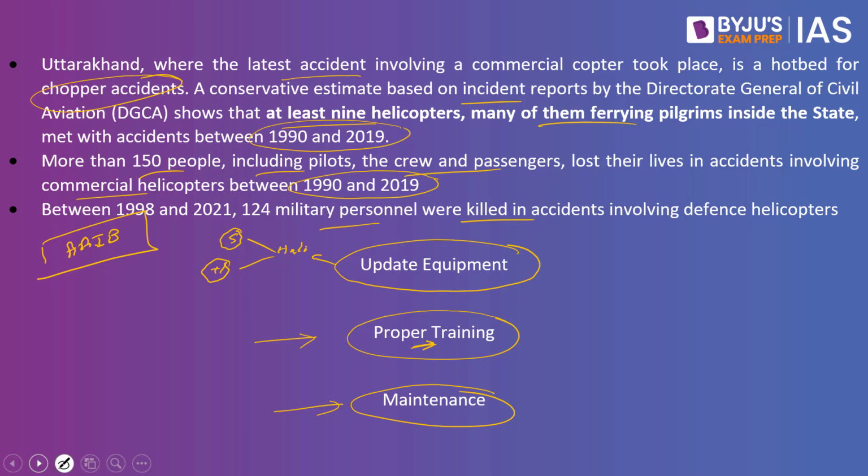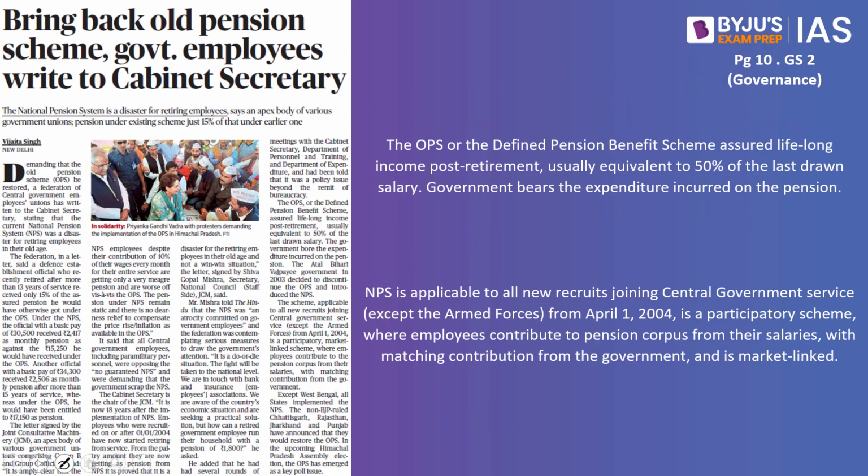Now let's look into the next article. This article says, bring back old pension scheme, government employees write to cabinet secretary. Let us try and understand what this article is all about. We have a group of employees of the central government who have now written to the cabinet secretary.